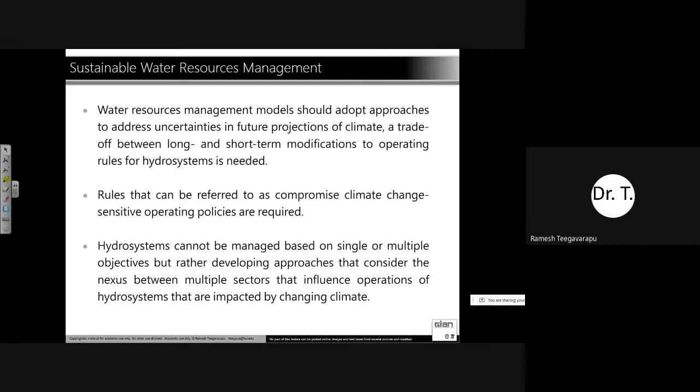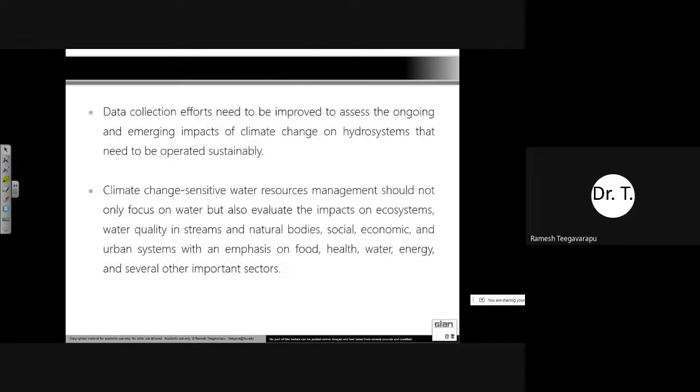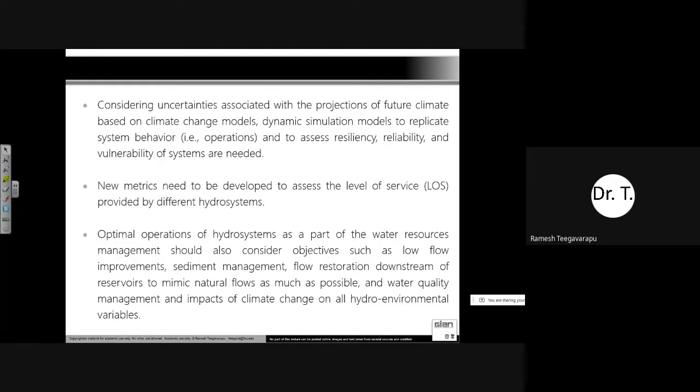And of course, we need to reduce the uncertainties in future projections of the climate, and there should be some kind of trade-off. Compromise operating policies can be developed, and we have to develop more than one objective, because now the reservoirs are operating with multiple objectives, so we need to do that. And data collection efforts need to be improved, and the connections between different ecosystems, natural bodies, social, economic, urban systems, and health, water, everything is linked. So we have to do that, not just water, but we have to also evaluate impacts on the others.